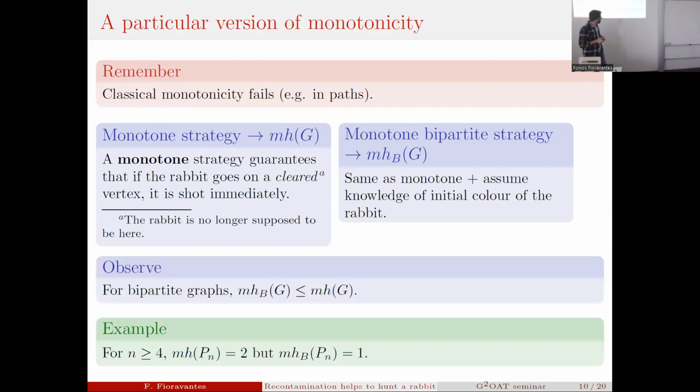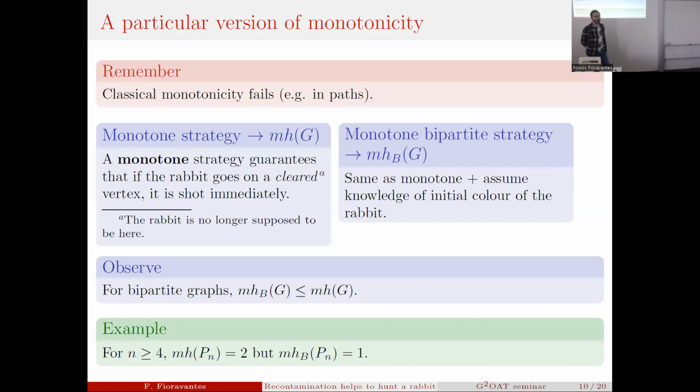Now, okay, the bipartite monotone hunter number is at most the monotone hunter number, and for example, for paths, I showed you a monotone hunter strategy, which was with 2 hunters, and a monotone bipartite hunter strategy, which was with 1 hunter. And it is monotone in our definition because we are only looking at the second pass of the shoot.